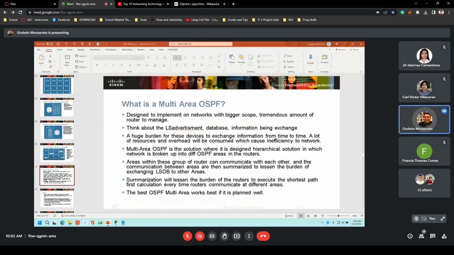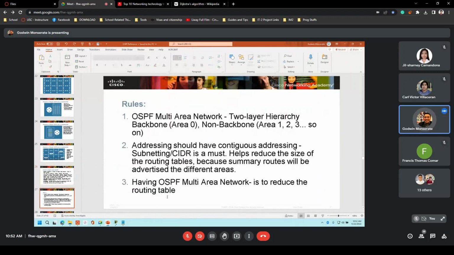So later we are going to summarize. And you are going to implement the OSPF multi-area if you are going to plan it well. Okay? So in this case, by planning, you're going to follow the particular rules. Okay? In the OSPF multi-area, there will be two hierarchy. Okay? The first hierarchy is the backbone, area 0, and the non-backbone, 1, 2, and 3. Okay? The addressing should have a contiguous addressing like subnetting, CIDR, VLSM, contiguous meaning sunod-sunod na, no? And there will be no other address so that it can be summarized correctly.